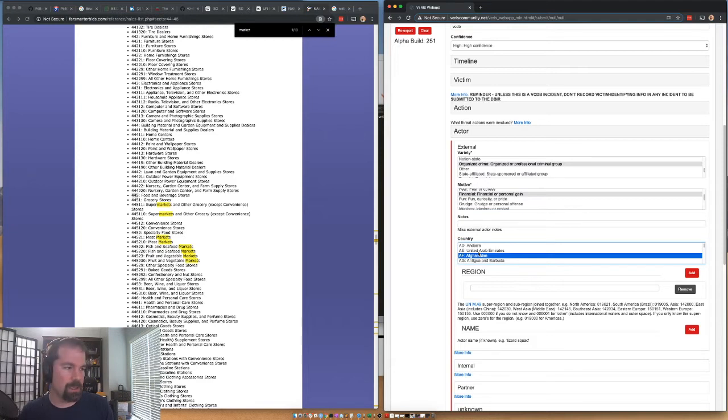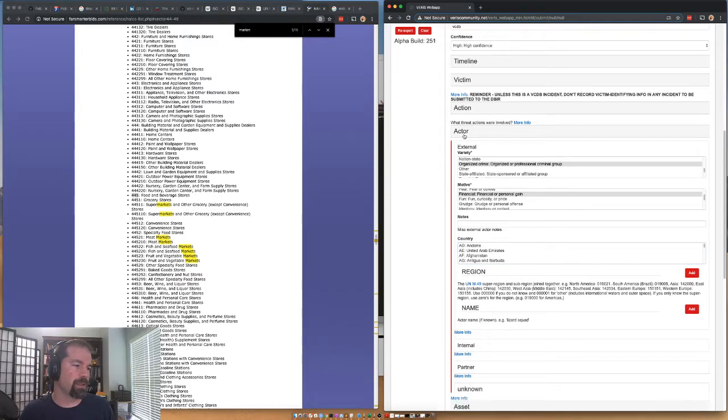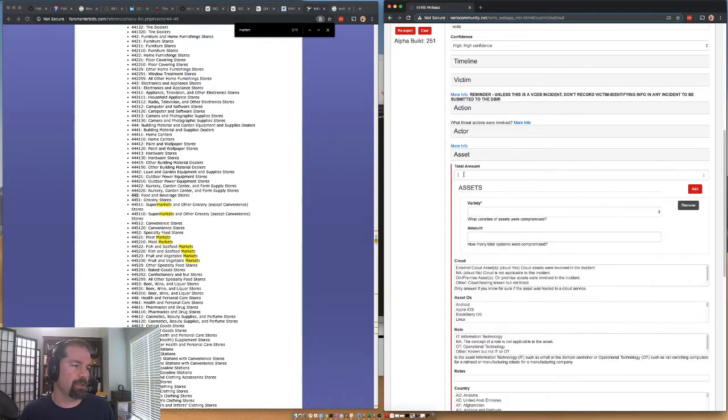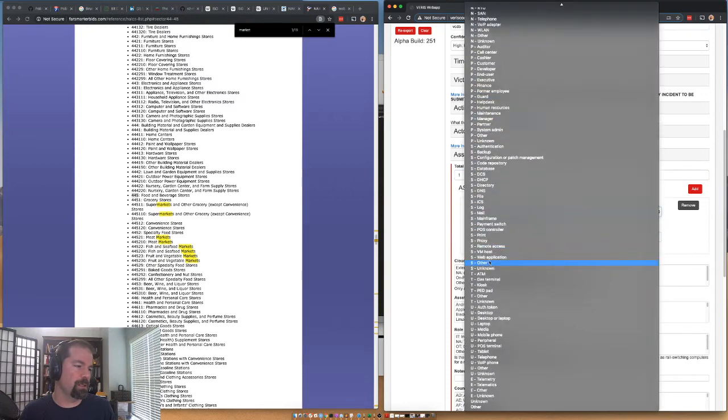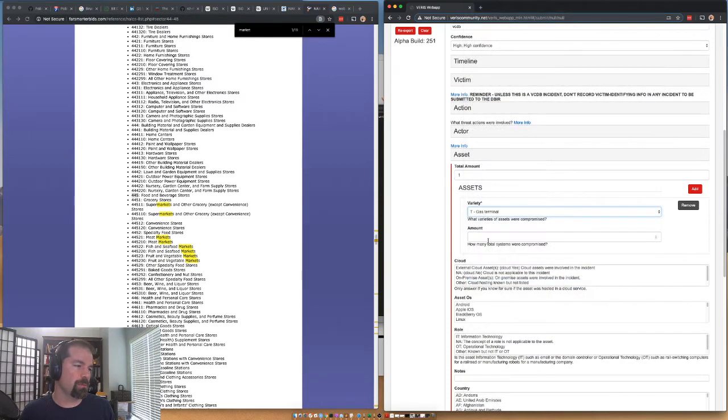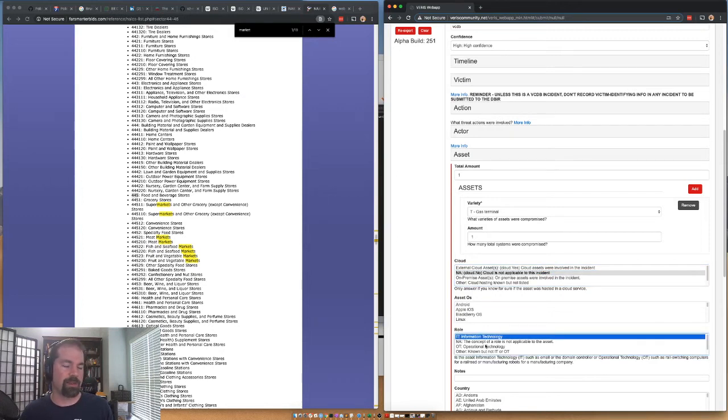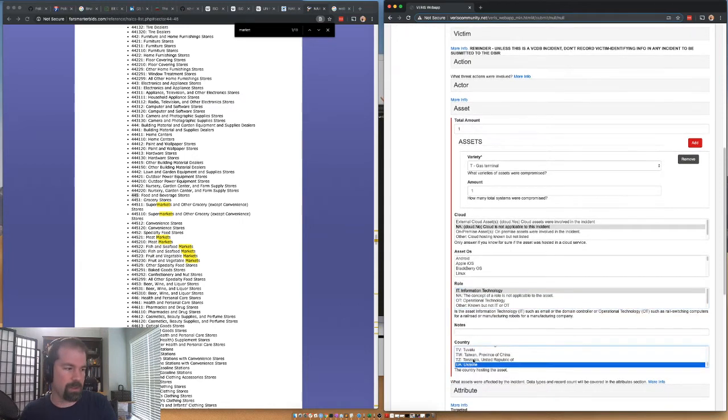Country. We do not know the country, and a lot of times these are external, so definitely want to skip that. Asset. We know about one. Terminal, gas terminal. Not applicable. This is not really an on-prem versus cloud discussion for this terminal. The discussions we've had is that the gas pump itself is OT, but the payment card system is IT. And that was in the US.